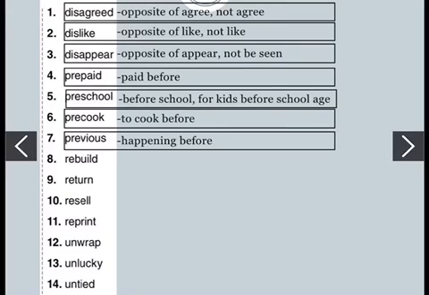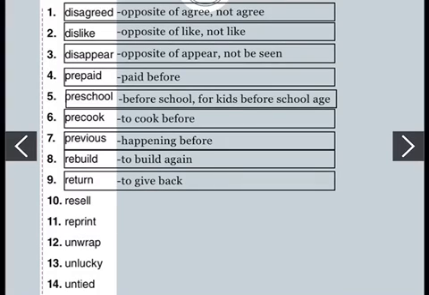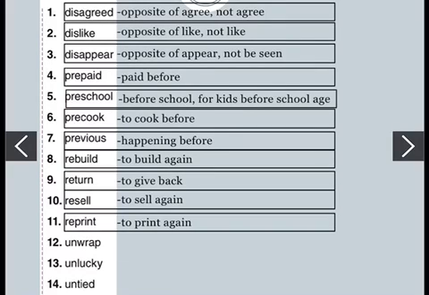Next, I have a list of words with the prefix re. Rebuild means to build again. Return means to give back. Resell means to sell again. If you sell something again, you resell it. Reprint means to print again.